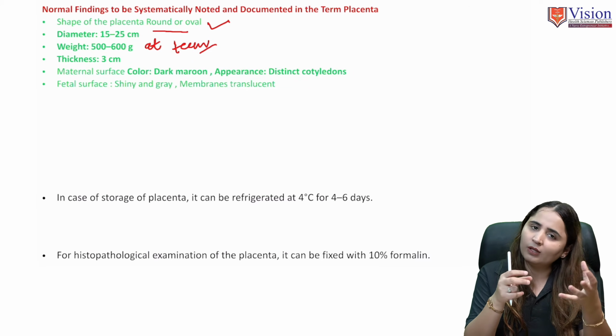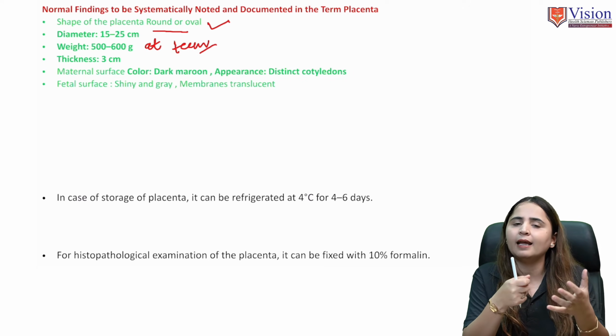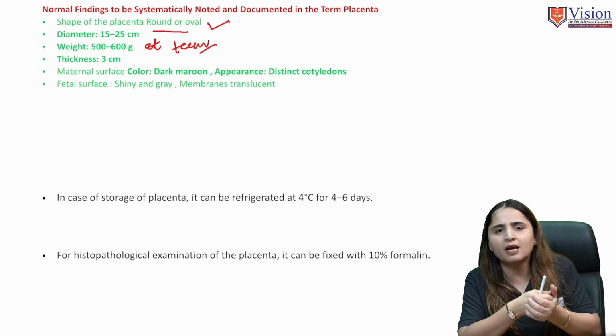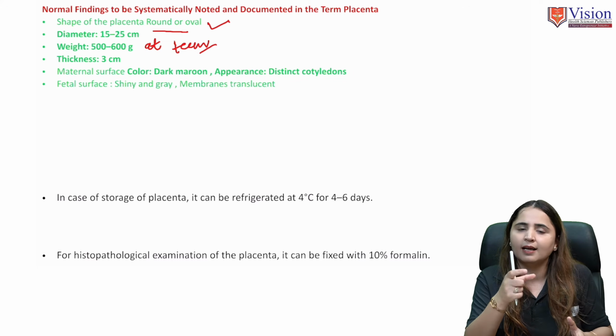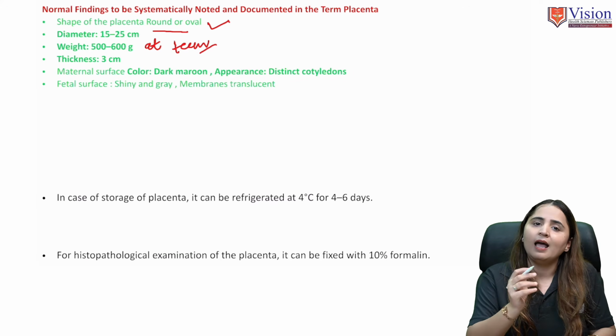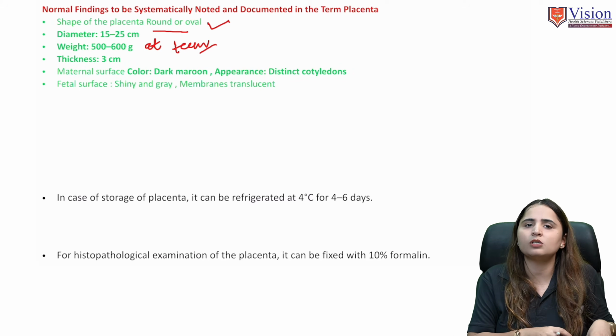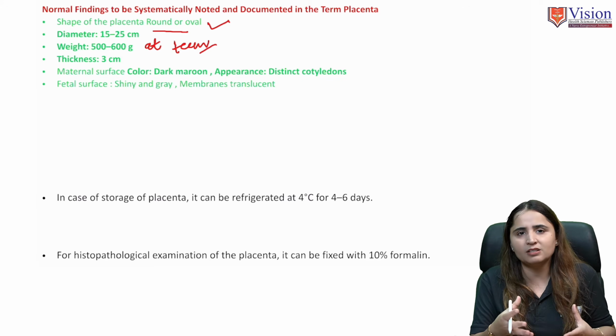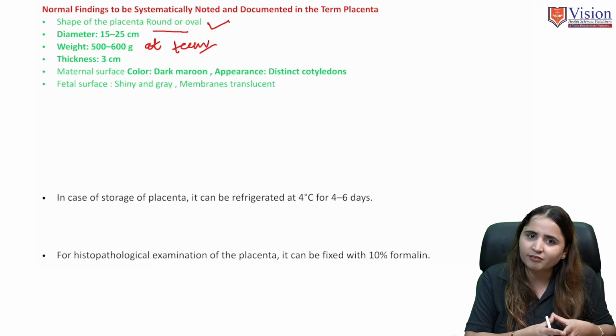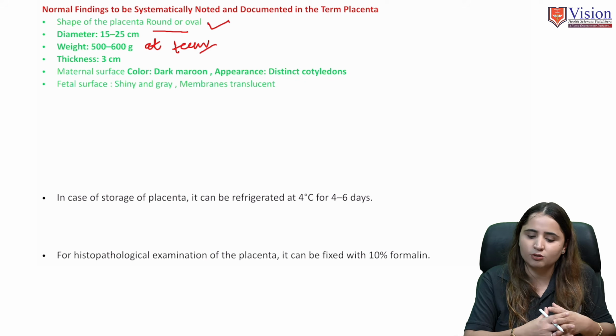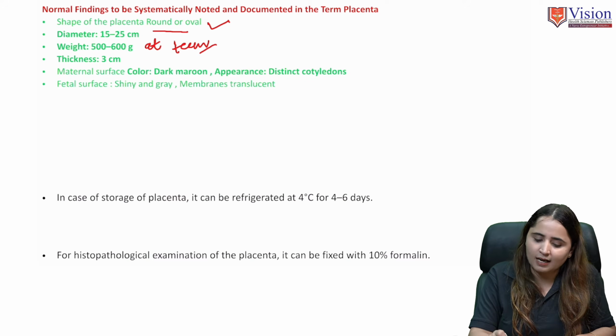The fetal surface is shiny gray, and it is shiny due to the presence of the vessels, that is, the amnion and the chorion. Whereas the maternal surface, which forms about one-fifth of the placenta, is formed from the decidua basalis, and its color is dark maroon.